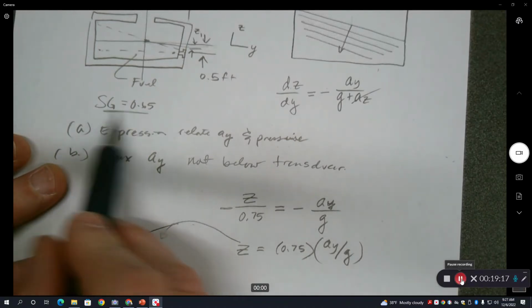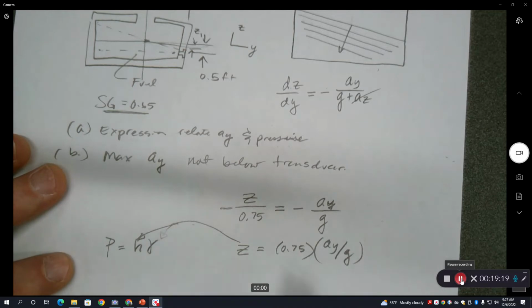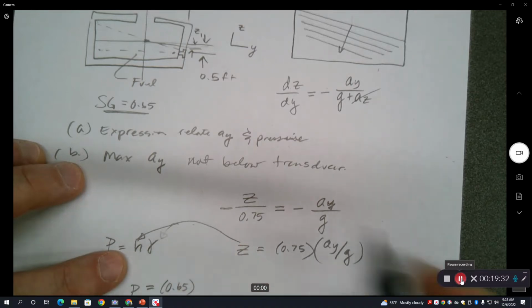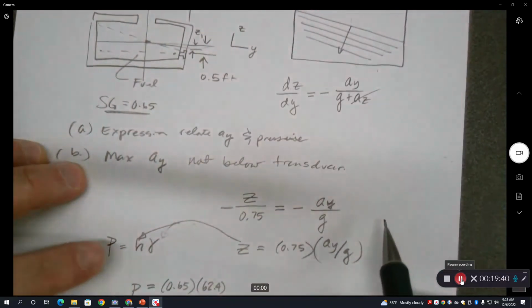Recall that, from the problem that we had, a specific gravity of 0.65. So we could have that the pressure is going to be equal to, I'm going to put the 0.65 in front here, and we're in feet units, so we'll go 62.4 for the gamma. So this right here represents the gamma of this fuel.